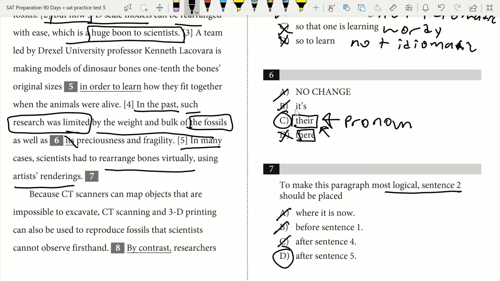Okay. So I hope that that makes sense, and I'm actually going to explain it a little bit more as well right now. Okay, if we have 2 sentences that are connected like this, talking about research being limited, and then describing how they have to rearrange the bones virtually as a result of that research being limited, I can't split them up with a discussion of what happens in the present, because both of these events are happening in the past, right? We have had right here, we had limited. We can't split that up by now switching to the present tense and then switching back to the past like that. So we have to have it after sentence 5 because of that.